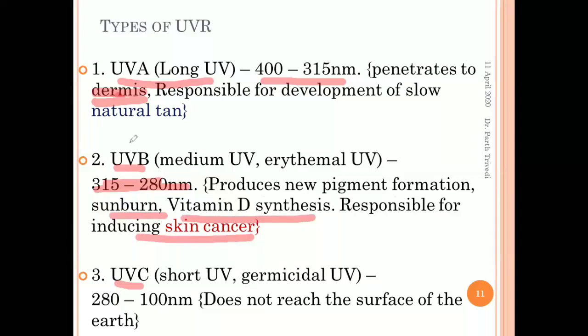UVC is the shortest UV. It doesn't reach the Earth's surface. Please see this, it is 280 to 100 nanometers. Clear about it? So UVA is 400 to 315 nanometers, which is long UV, and it penetrates deep into the dermis. UVB is a medium UV, which is 315 to 280 nanometers, and UVC is 280 to 100 nanometers. Clear about this? So we would be moving on.